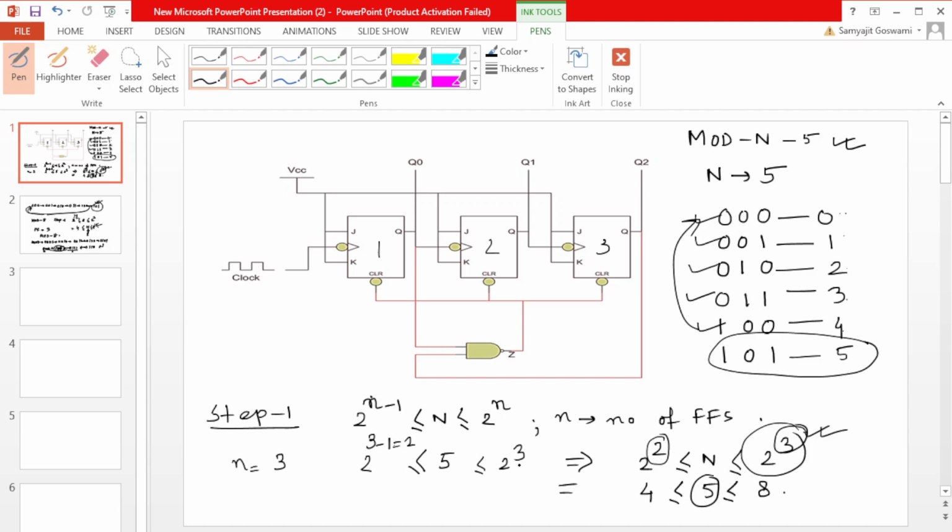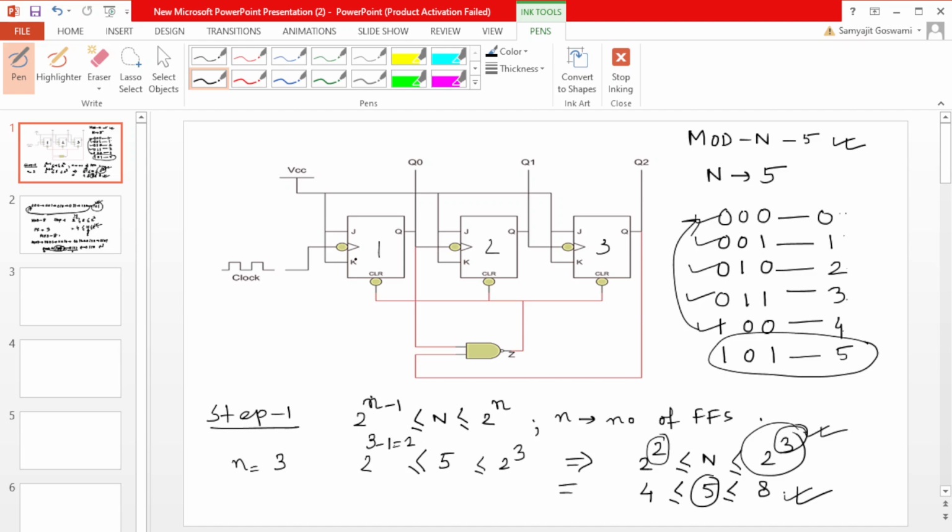So here for the mod 5 counter, 2 to the power 3 and 3 minus 1 gives 2 to the power 2, so it will be 4 less than 5 less than or equal to 8. So if I choose 2 flip-flops, we can count only up to 4. We cannot design a mod 5 counter. So we have to take 3 flip-flops.